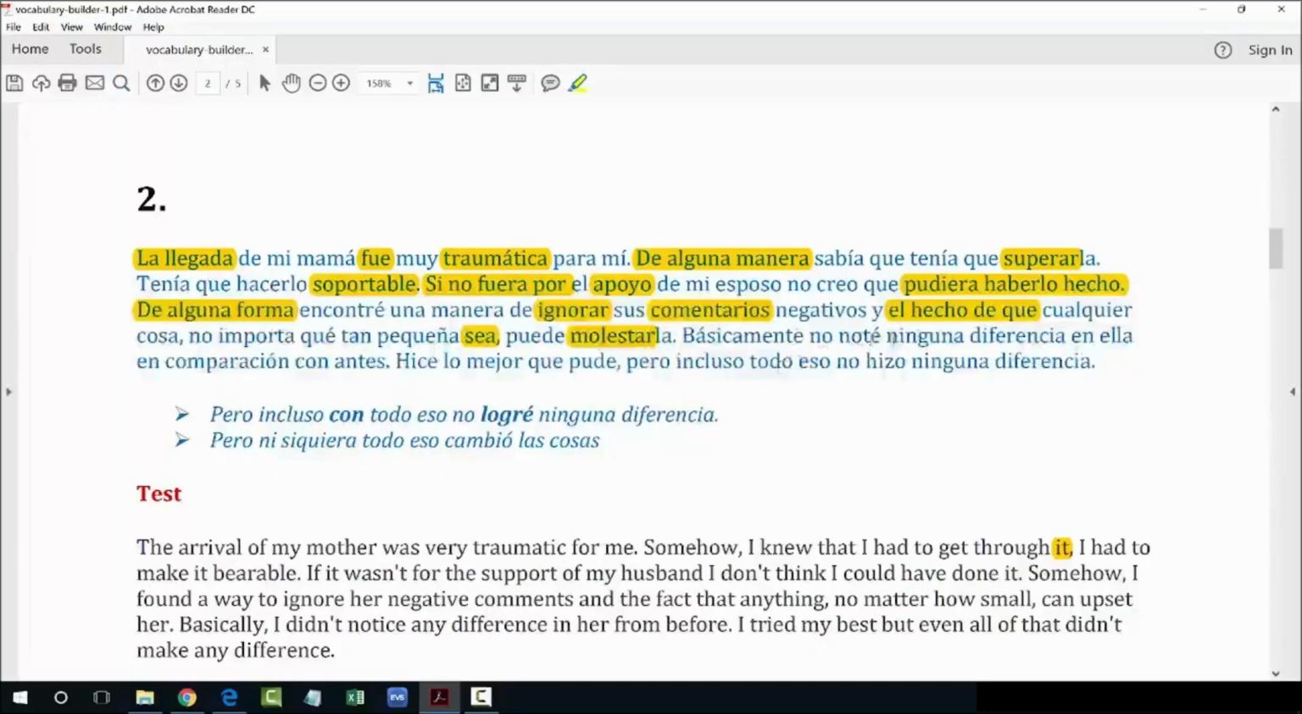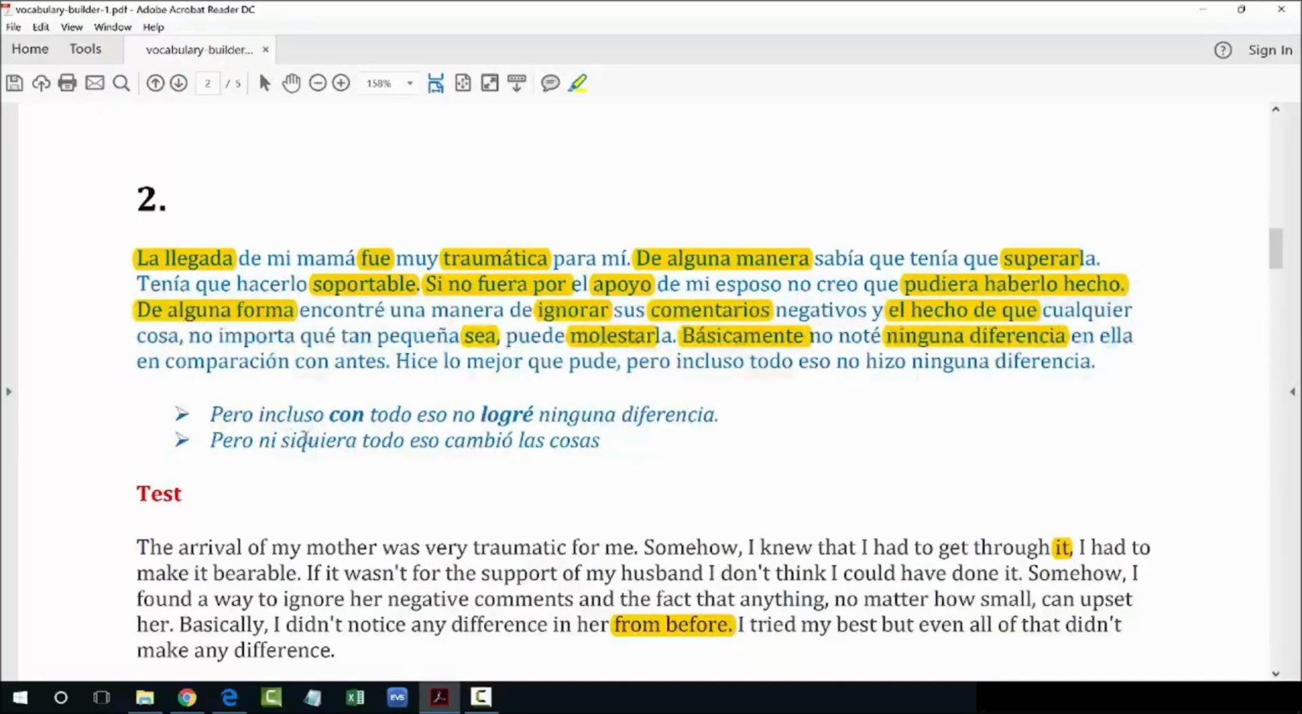Básicamente, no noté ninguna diferencia en ella en comparación con antes. So we have basically, básicamente, I didn't notice, no noté, ninguna diferencia, any difference, in her, en ella, in comparison with before. Now in English, we would simply say, I didn't notice any difference in her from before. And so if you were to say desde antes, do a literal translation there, that would sound wrong in Spanish.